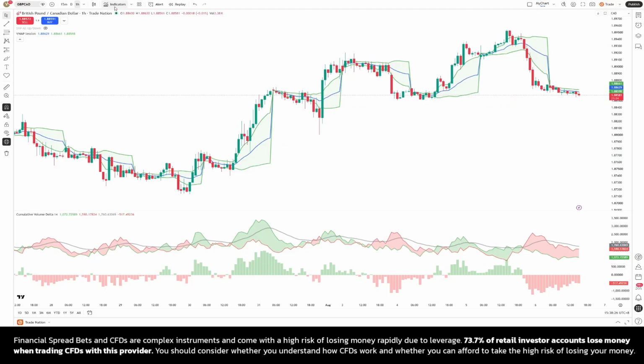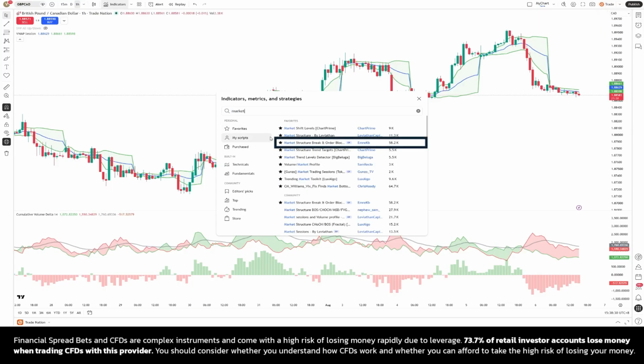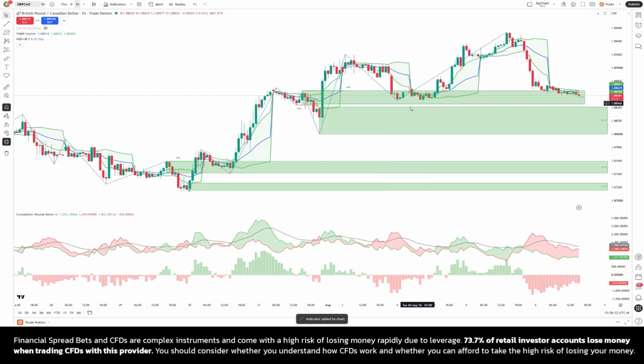Market structure gives the whole reading context. A break of a prior swing high or low means very little on its own. What matters is whether the break happens with strong participation, whether it holds, and whether the retest finds support or rejection. This is where order block, support and resistance, or liquidity-based indicators can help organize the chart.